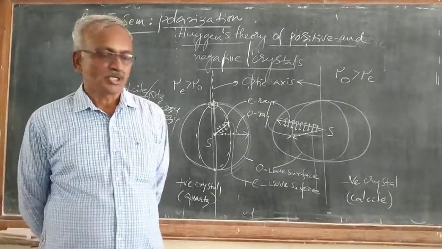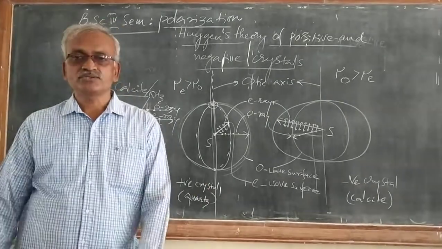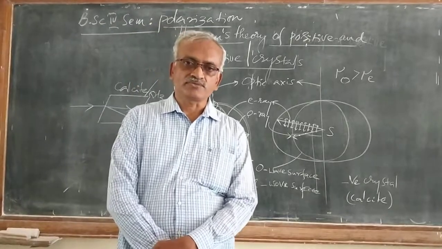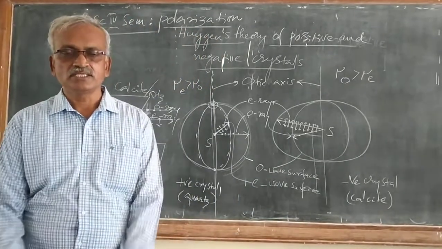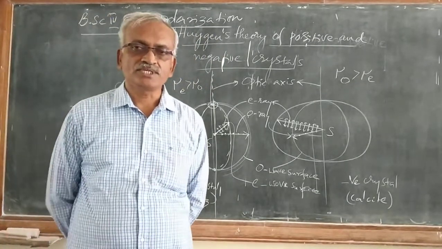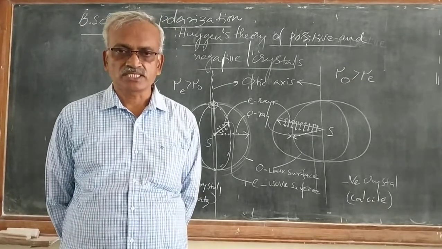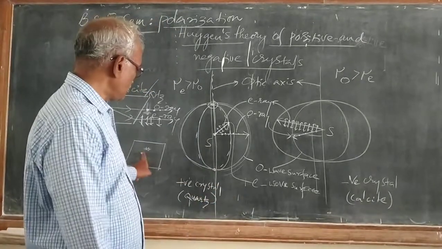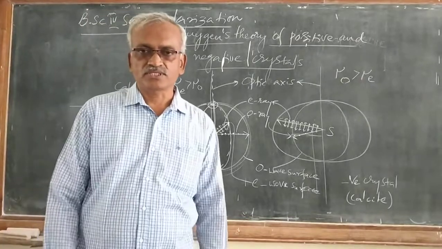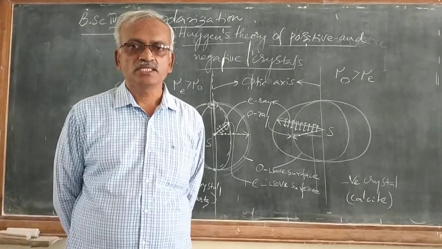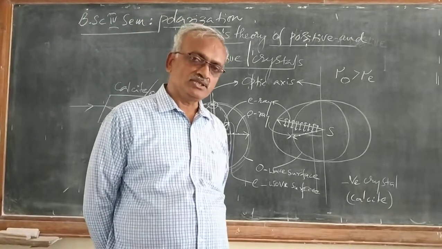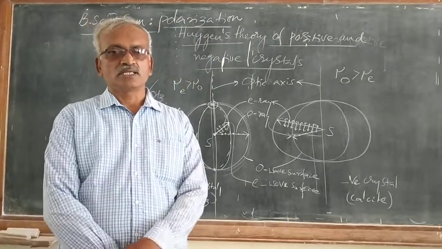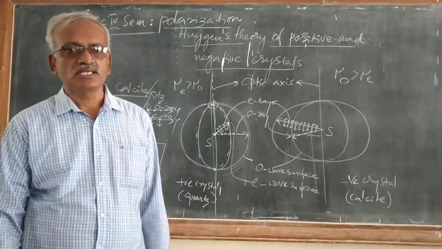So what do you mean by ordinary? Ordinary means the ray which obeys the law of refraction, mu is equal to sin i by sin r. Which ray obeys the law of refraction, Snell's law? It is called the ordinary ray. The ray which does not obey the law of refraction is called the extraordinary ray. But the extraordinary ray is also polarized light, and the ordinary ray is also polarized light.